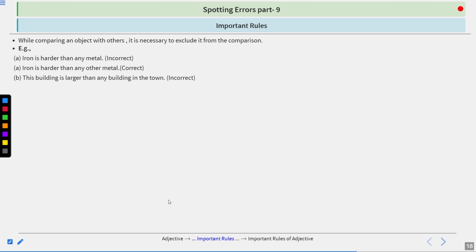I hope you understand. "This building is larger than any building in the town." So how can one compare? "This building is larger than any other building in the town," which is correct. So we have excluded by using other with any. But if we don't need to exclude, we will only use any, not other.